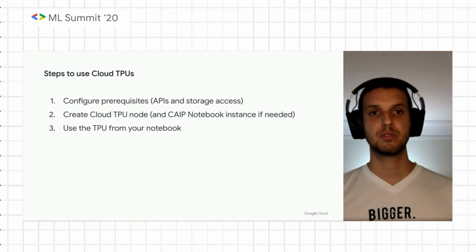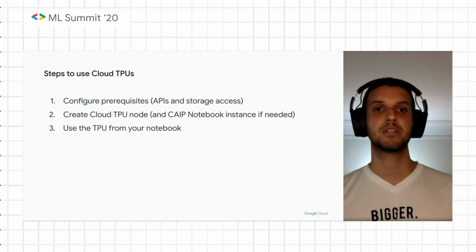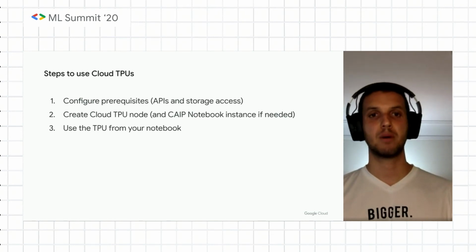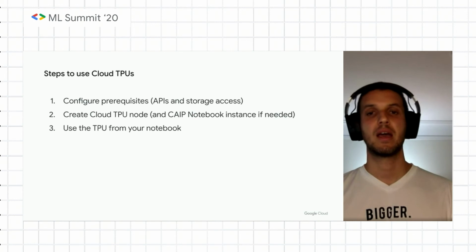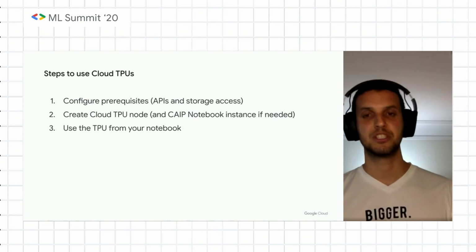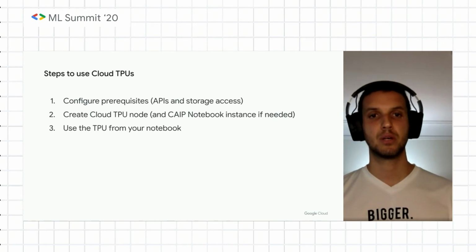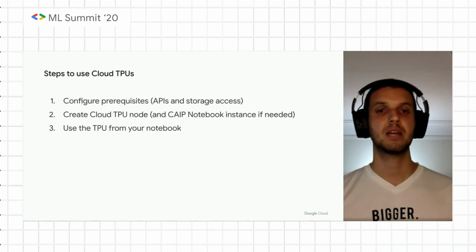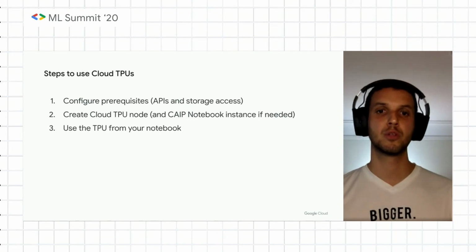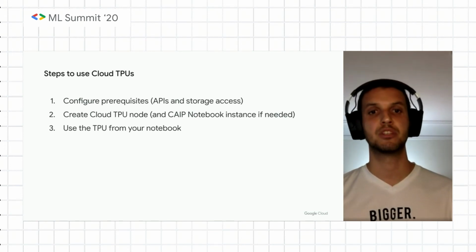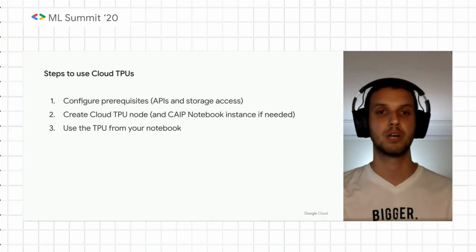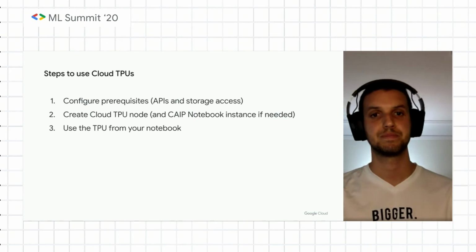The steps to use Cloud TPU: first, you need to set up all the prerequisites, enabling API access to also your GCS bucket storage. Next, you create your nodes. And then from your notebook code, you connect to the TPU and submit your job to run on the Cloud TPU.